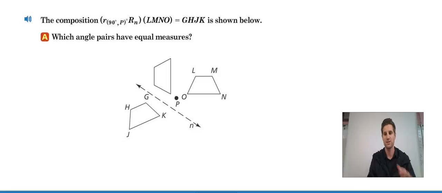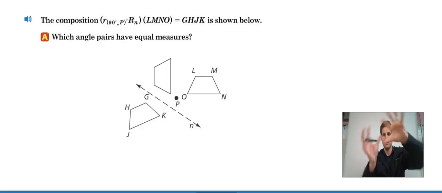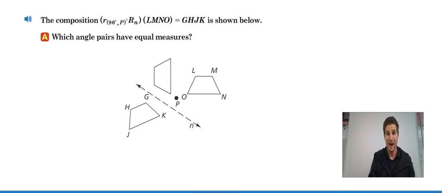This little r means I'm rotating. Okay? And then this tells me by how much and about what I'm rotating it around. So I'm going to do a rotation around point P, which is right here. And then this composition symbol tells me I'm going to reflect across N, and here's line N. Okay? So my shape right here is rotating 90, so that's to the left. Positive 90 is actually a counterclockwise rotation. So I'm reflecting this way.